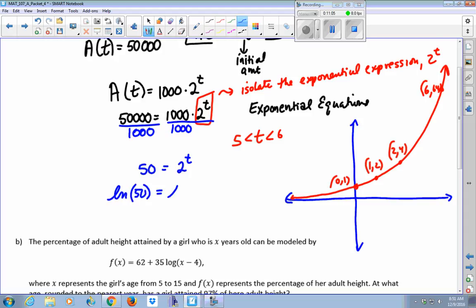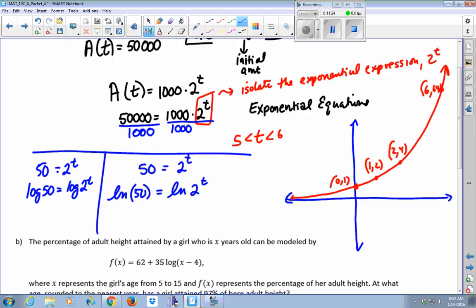both sides. So you literally just put the natural log in front of the 50 and the natural log in front of 2 to the t. And I want you to realize that you could have also, if you wanted to, have put the common log in front of both. It does not matter. You could solve this either way. You get exactly the same answer.